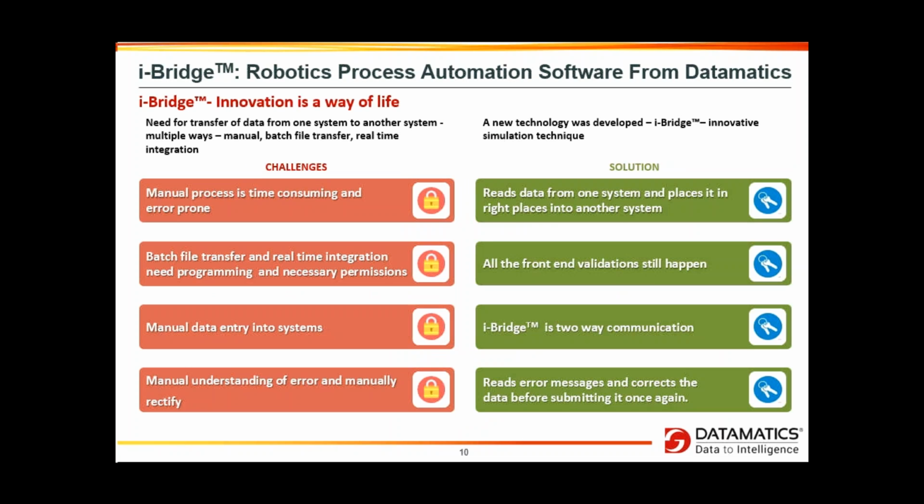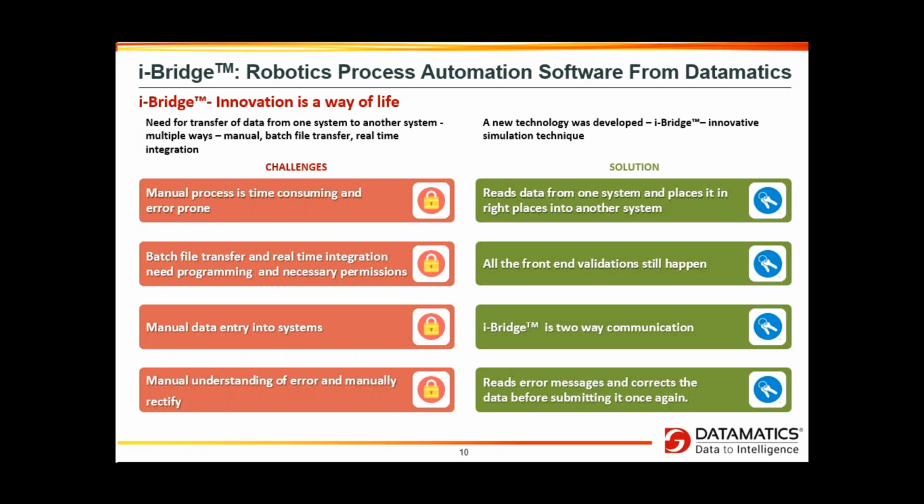So these are the challenges which robotics applications solve. One of them is manual processes, which are time consuming and error prone. We already discussed that. The solution is that the software will read the data and place it automatically into the other system, much faster and more accurately. The second one: batch file transfer and real-time integration need programming and necessary permissions. Here, this will be done from the front end, and all the front-end validations will still happen. Manual data entry: here, iBridge will do the data entry from both sides. It will transfer data from one system to another, perform the transaction, and the confirmation ID, transaction ID or some unique transaction number will be brought back to the previous system, confirming the transfer of data.